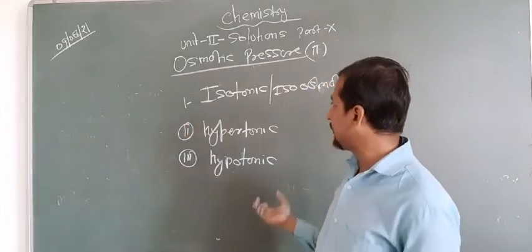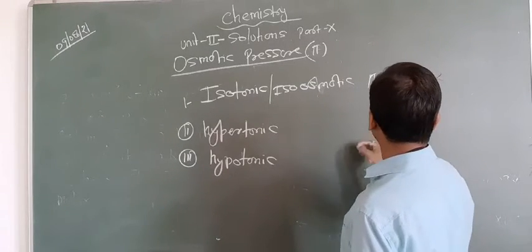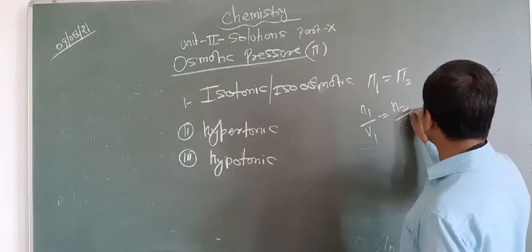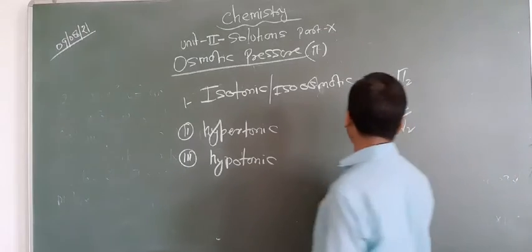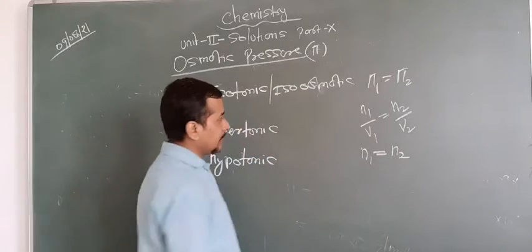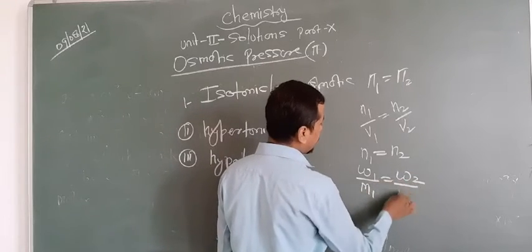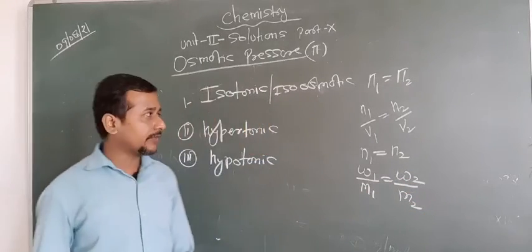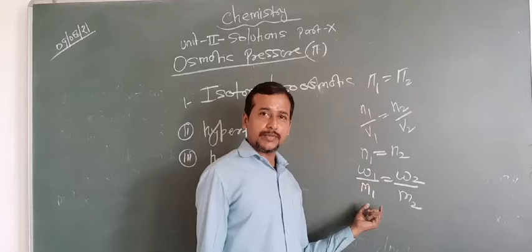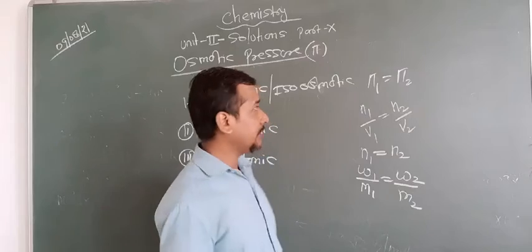So what is the meaning of isotonic? Iso means same, tonic means pressure. Here, pi1 equal to pi2. In that condition, you can write it like this: n1 divided by V1 equal to n2 divided by V2. If the volumes are the same, in that condition you can write n1 equal to n2. And we know that n is W by M, so W1 by M1 equal to W2 by M2. So sometimes one question arises from here. The isotonic solutions are given, and maybe one mass and molar mass may be given, and the mass of the second solution may be asked in the board examinations. Are you getting this point or not?